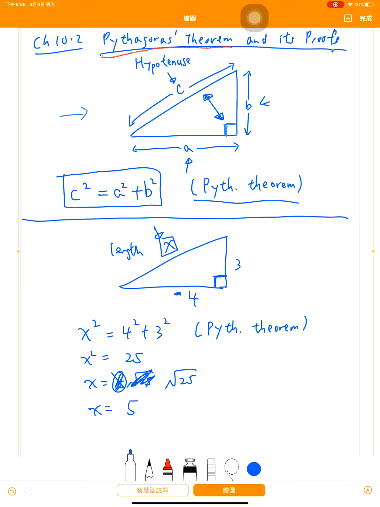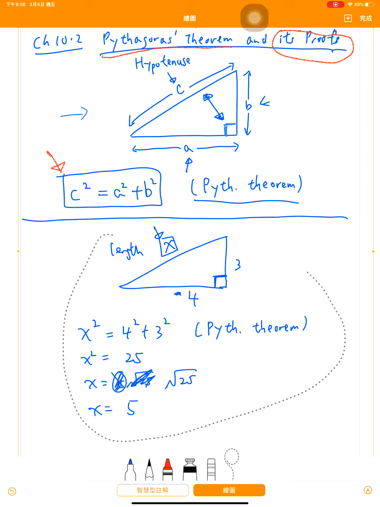Some of you may ask, oh, is this theorem true? So I want to tell you how we can prove the theorem. In fact, in the world, there are many different kinds of proof about this theorem because it's so famous. If you are interested, you may search it in Google or YouTube. So I'm going to show you one of the proofs of this theorem, one of the proofs only.